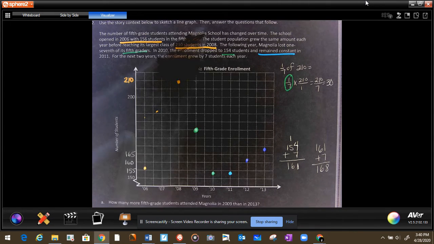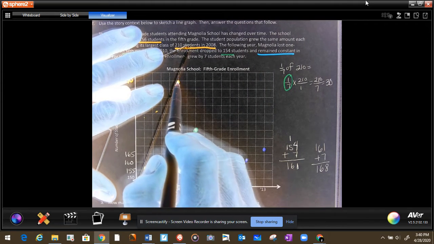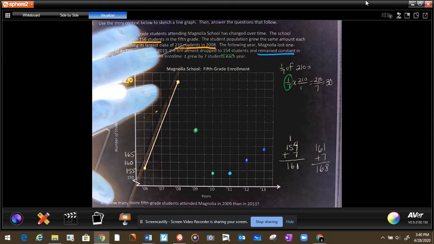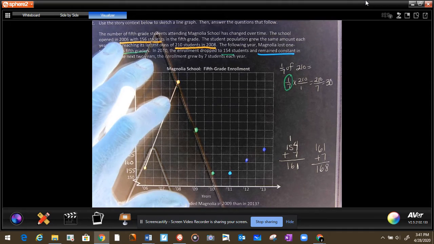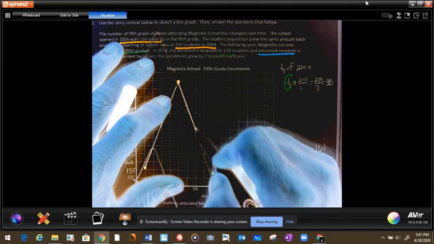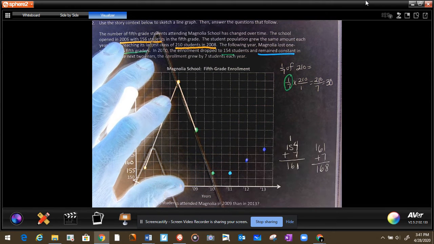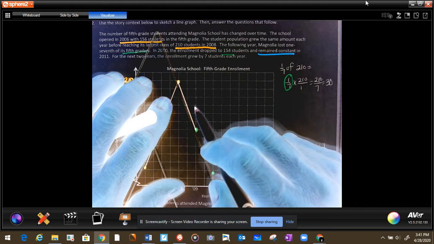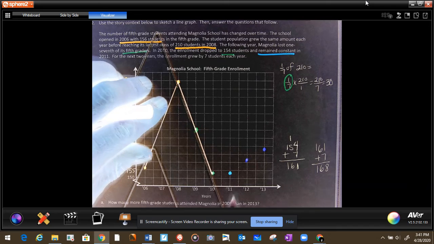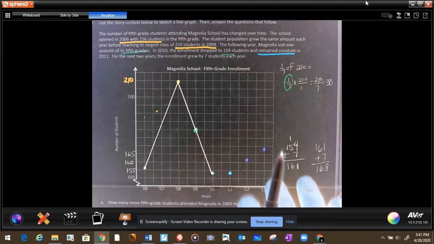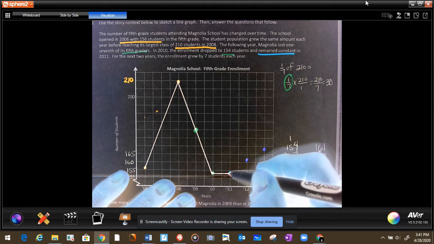The trend: the number of students increased from 2006 to 2008, and from 2008 it decreased by 30 students from 2008 to 2009, and then it continued to drop until the number of students went down to 154. So that's 154. And then the number of students stayed steady until 2011. This is why you see a line across.